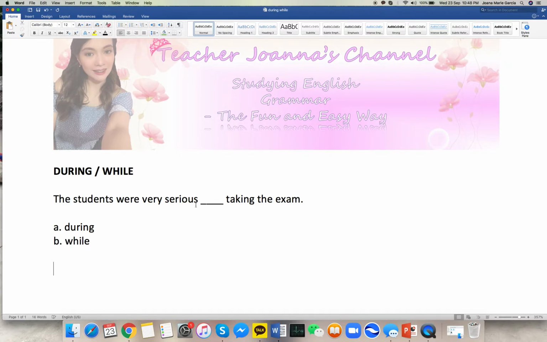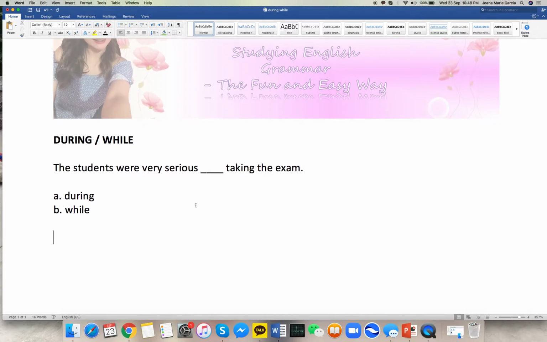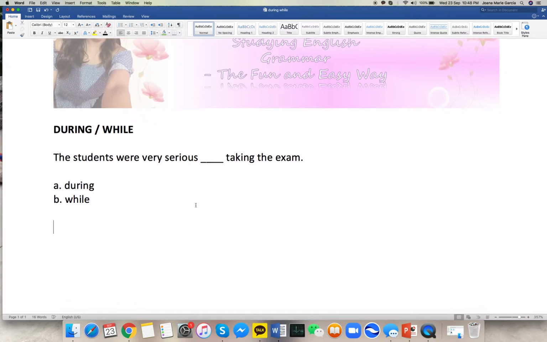Some of you can answer it very quickly now, and some of you cannot. But don't worry, after we have the discussion, you can certainly complete the sentence perfectly. Let's study now the difference between during and while.